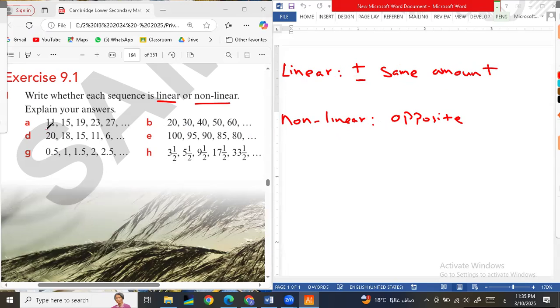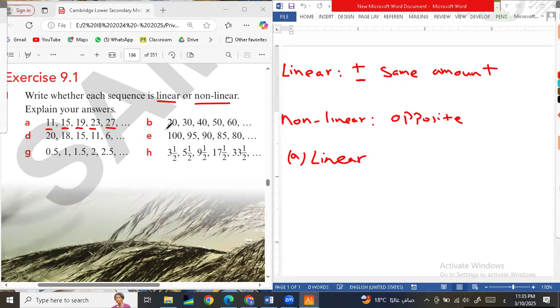So let's see here, for example, the first one, 11. What happened to the 11 to become 15? We added a 4, then added a 4 to become 19. Then we added a 4 to become 23 and added a 4 to become 27. So question A here is actually linear.